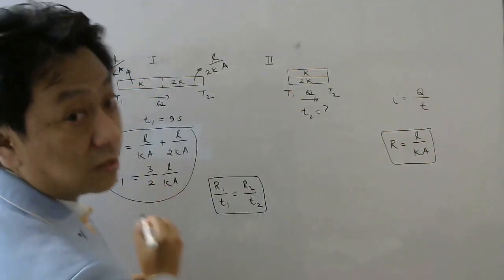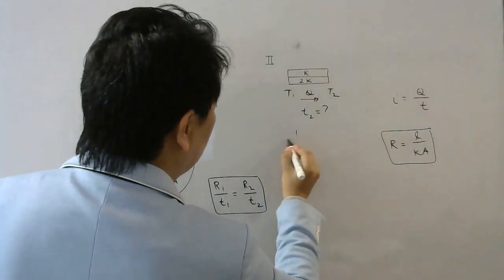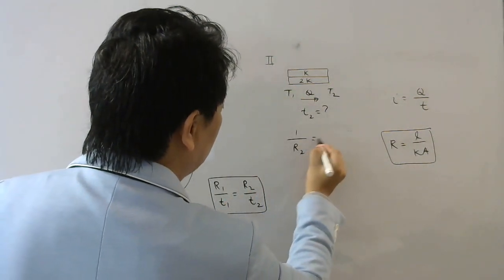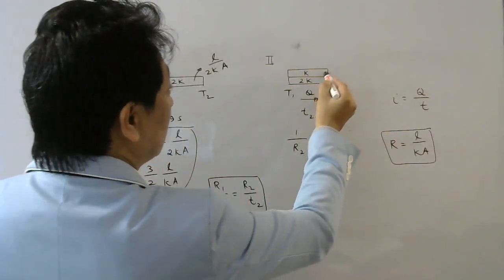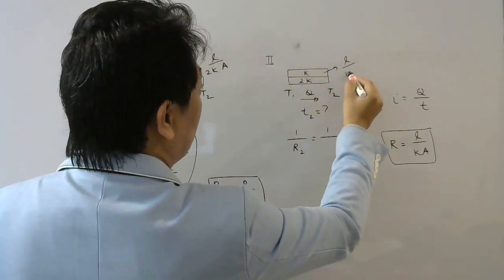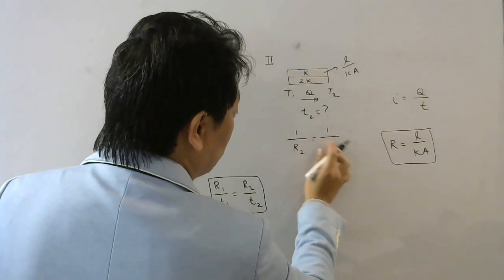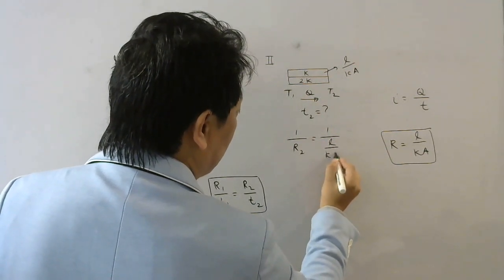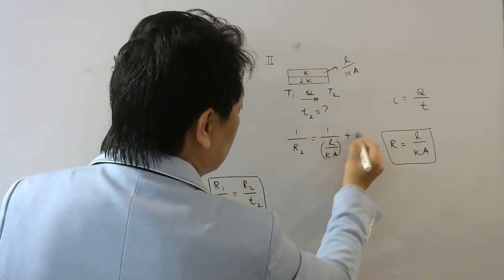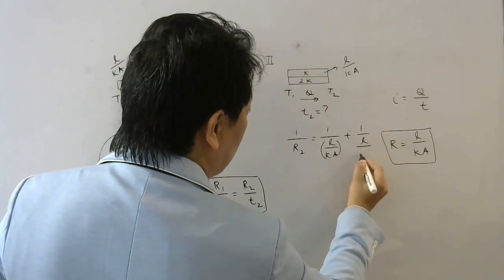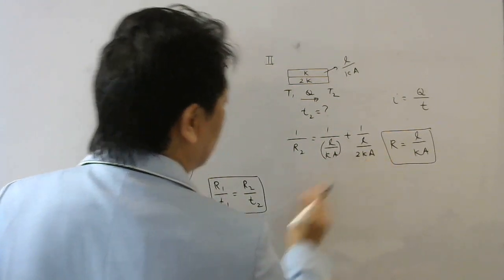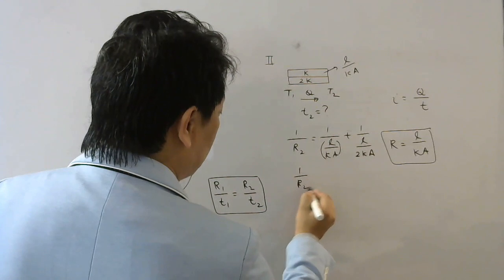What about the resistance of the second configuration? Here it is in parallel. So 1 by R2 will be 1 by the resistance of the first part, L divided by Ka. So resistance should be here, right? So L divided by Ka plus 1 by L divided by 2Ka. So this will be 1 by R2.